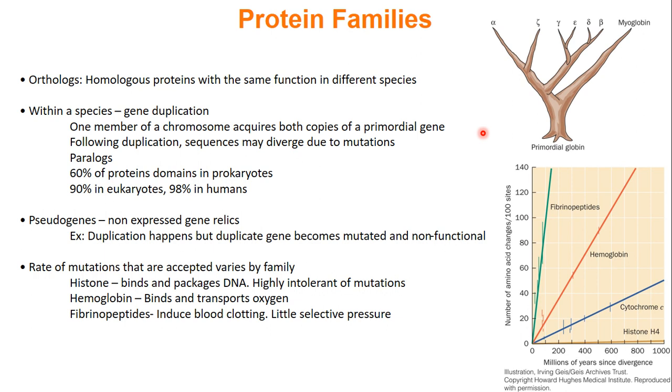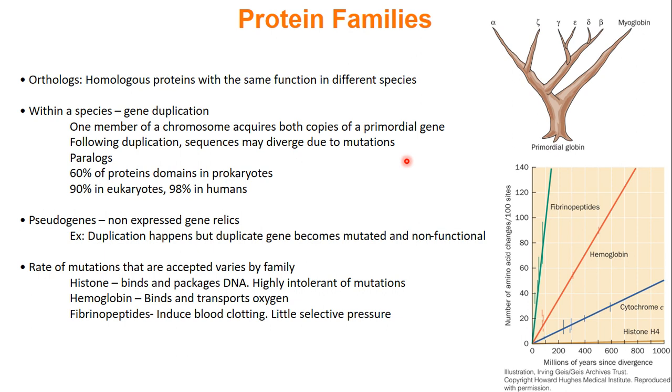So let's go over what gene duplication means. One chromosome will acquire both copies of a gene. Usually you have two chromosomes for a diploid, and each chromosome has one copy of the gene. It's possible that a chromosome will get double the copies.